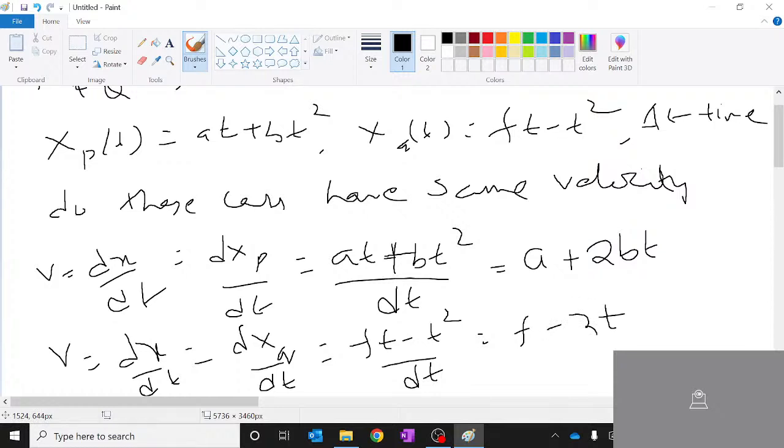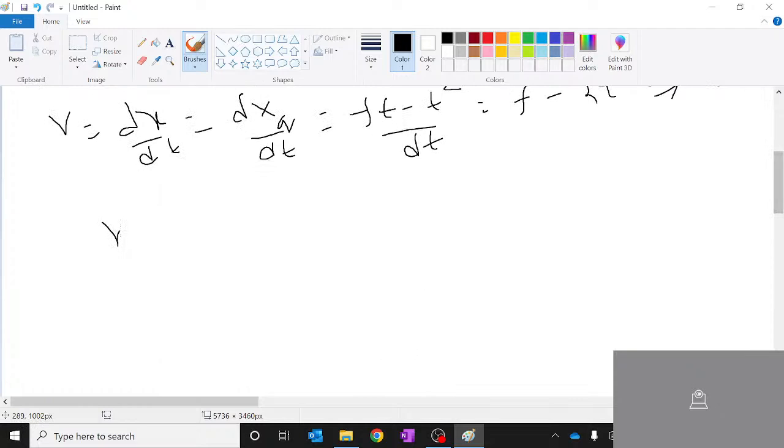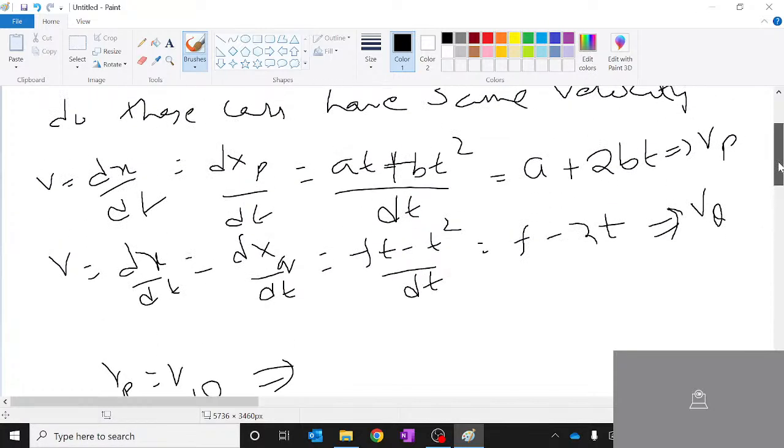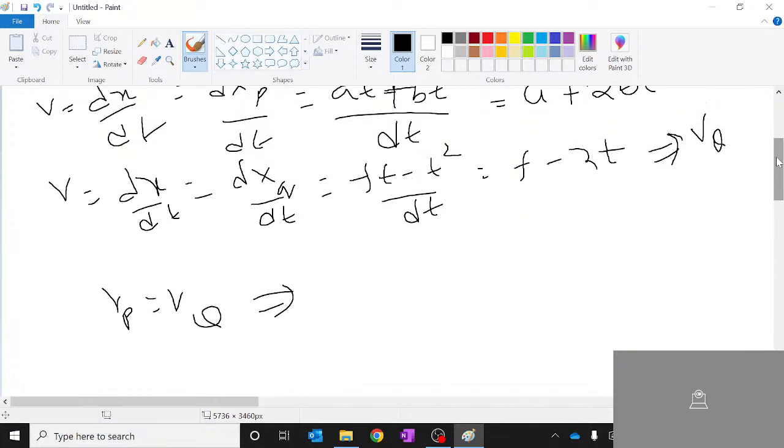Now what are we equating this with? This is vp, the velocity of car p, and this is vq, the velocity of car q, correct. So the question asked is, at what time do these cars have the same velocity? Same velocity means vp is nothing but vq, which implies at what time the velocities become the same. So vp is a plus 2bt, and vq is f minus 2t, correct.